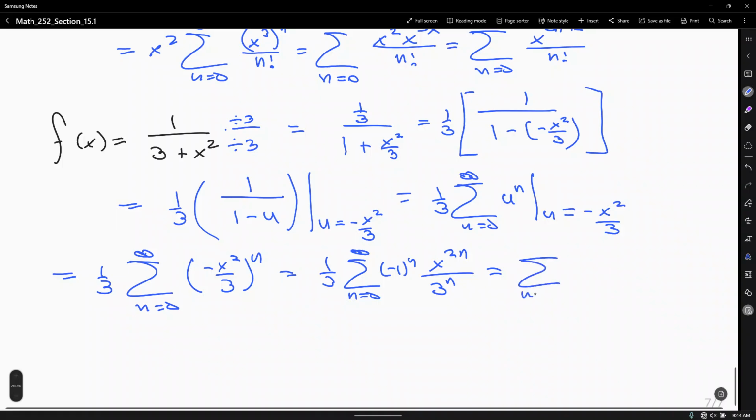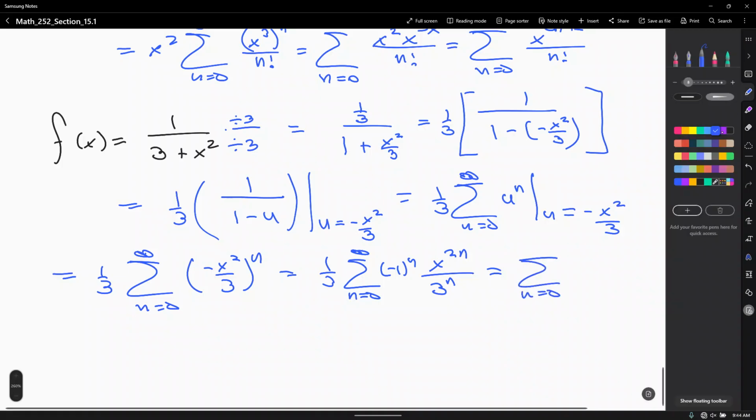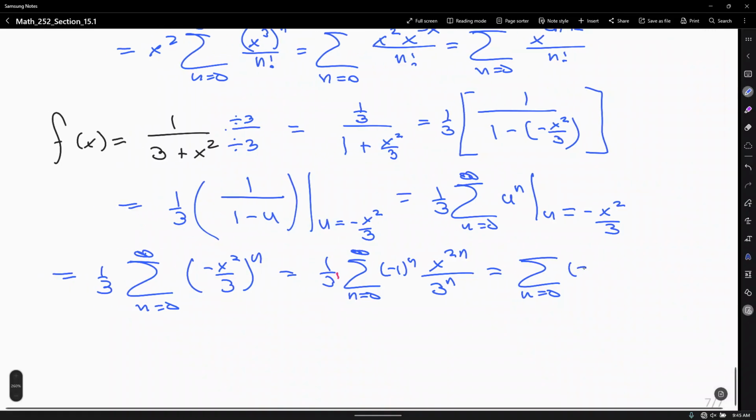So that is sigma n equals 0. Okay, do you guys agree? This 3 is the same as saying 3 to the first power. So that means we can combine in the denominator 3 to the n times 3 to the 1 equals 3 to the n plus 1 together. Alright? Let me do that. So this will be negative 1 to the n, x to the 2n, over 3 to the n plus 1. And that is our representation for this function.